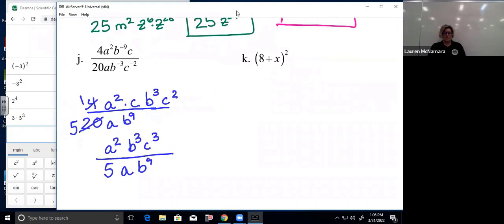Now I'm going to look. Do I have any like bases between my numerator and my denominator? Yeah, absolutely. That 5 is going to stay in the denominator. Where's my highest exponent of A? On the top. How many are left? 1. Where's my highest exponent of B? On the bottom. How many are left when I divide out? 6. And then C, there are no like bases, so there's just C to the 3rd in the numerator.